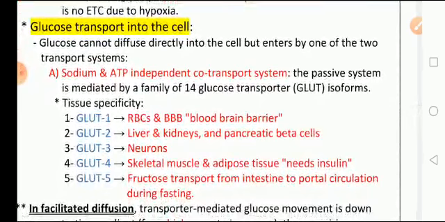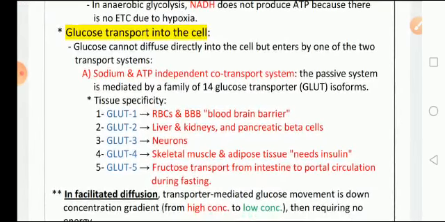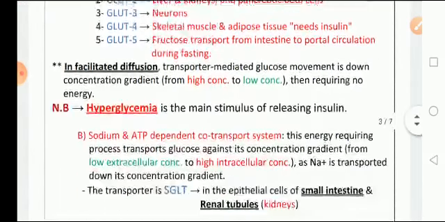For glucose to be metabolized, I need to take up this glucose from the blood. So I need to transport this glucose inside the cell. Glucose cannot diffuse directly into the cell, and instead it enters by one of the two transport systems I'm going to go through now: sodium and ATP independent transport system and sodium and ATP dependent co-transport system.